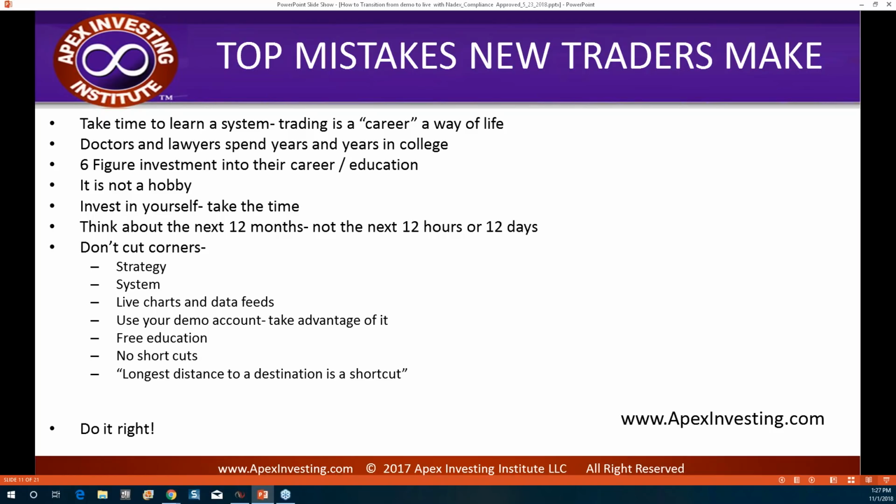So don't rush yourself into live trading. Make sure to take enough time to invest time in yourself, invest in your education, invest in your future, invest in learning to trade, okay? I talk to people all the time. They're like, I'm into trading because I want to quit my job. I want to make this my new career. I want to work from home. I want to work for myself.